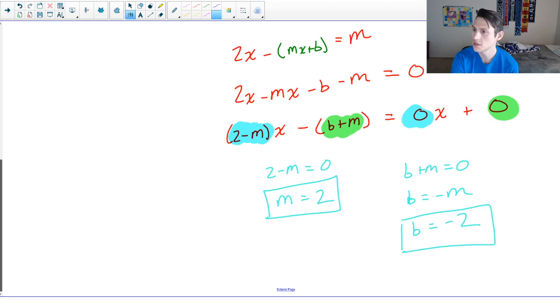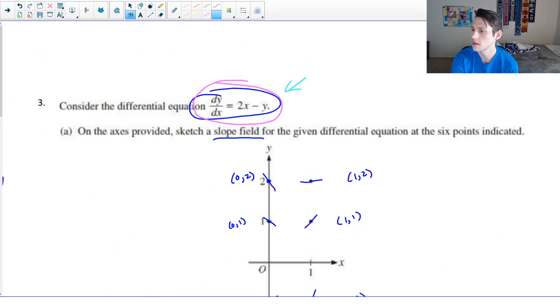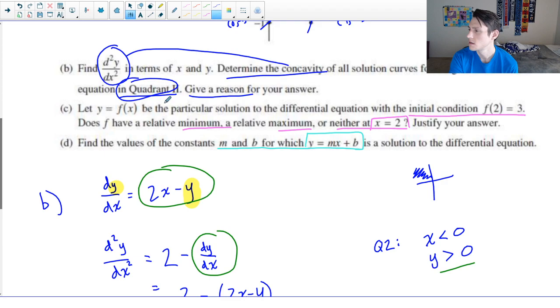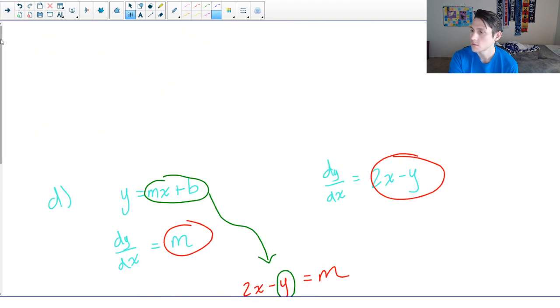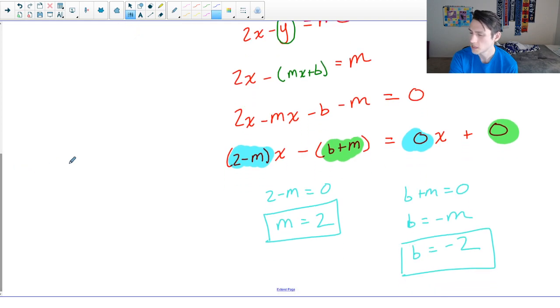I don't know if we had to justify or anything, but let's check. Nope, just find the values. Okay, great. So we're done. We found the values. m is 2, b is negative 2.